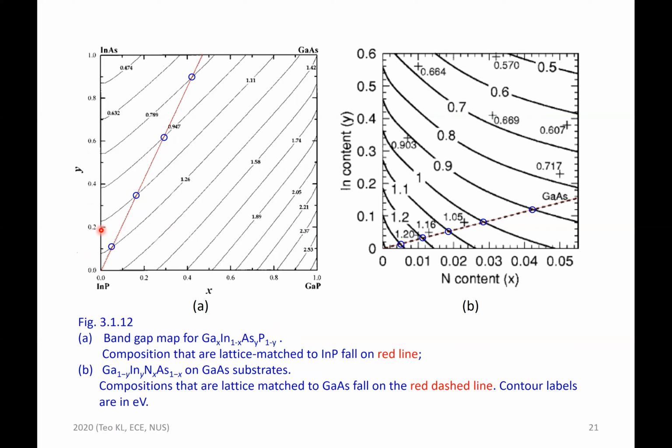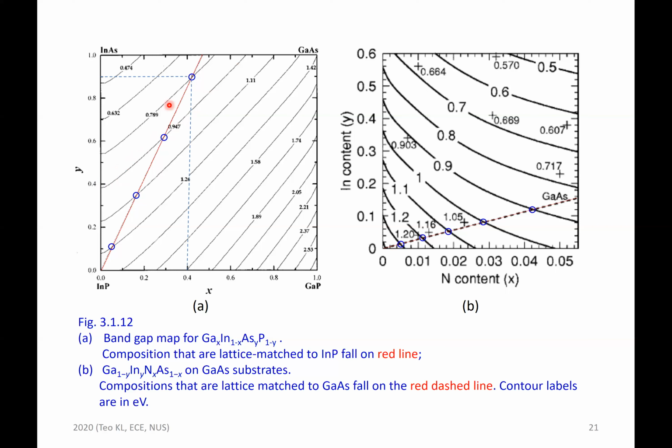This straight line is basically the lattice match to indium phosphide, and these are the contours of the energy gap. Any point that falls on this line has a band gap of 1.58 eV. Any point that falls on this line is 1.74 eV. Any point that falls on this contour line is 0.947 eV.